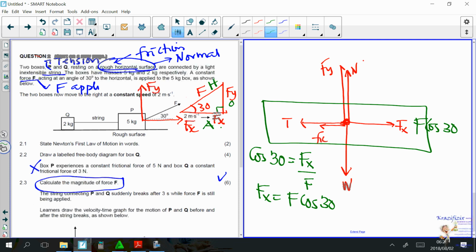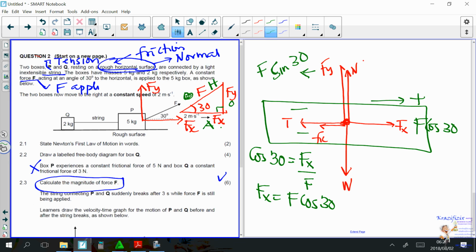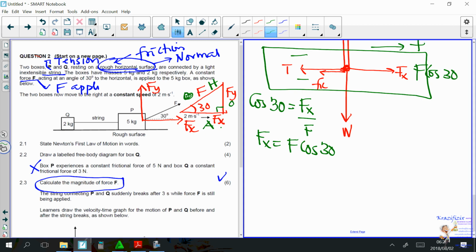All right, so let's now work. My Fy would be F sine 30. Again, if you use your trig ratio here, sine 30. Okay, so let's go on. I hope you got that. Please rewind that over and over again till you are able to calculate that.